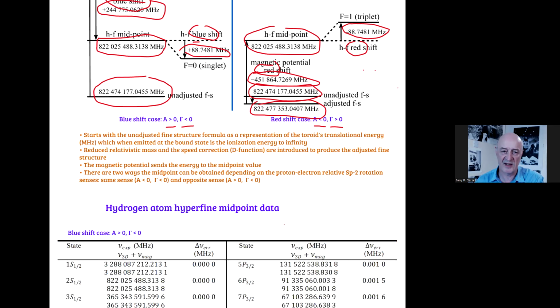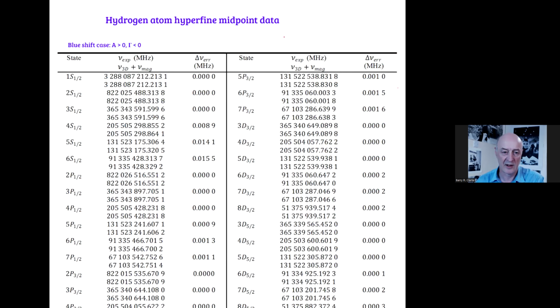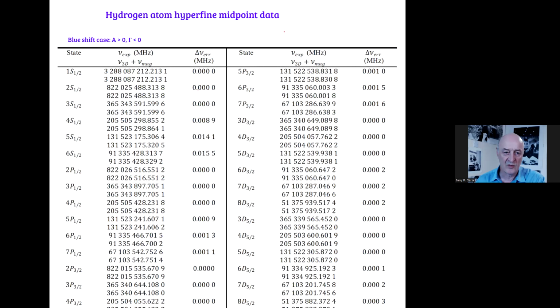Let's take a look at some data. This is hydrogen atom hyperfine midpoint data. We've got pairs of numbers here. The top one is the experimental value, the bottom one is the PTV value. So as I said, the parameters A, B, and gamma are lined up on the first three terms of a spectroscopic series, which is why we get the perfect answer.